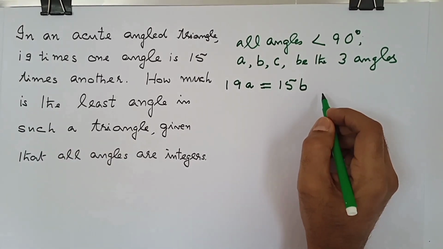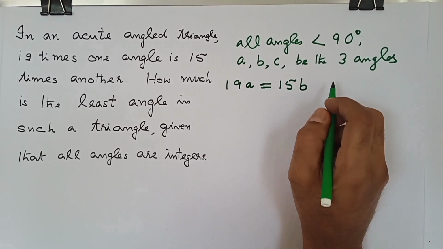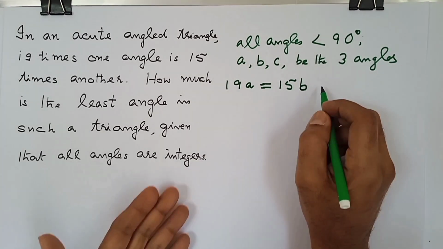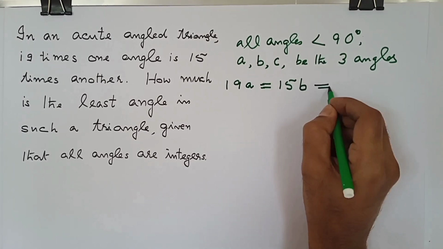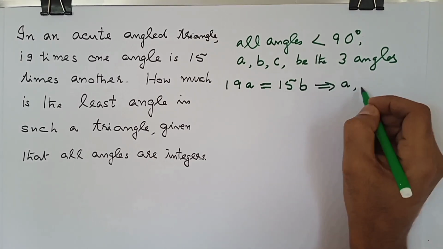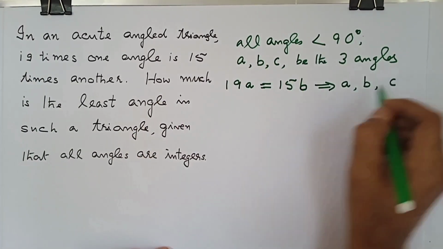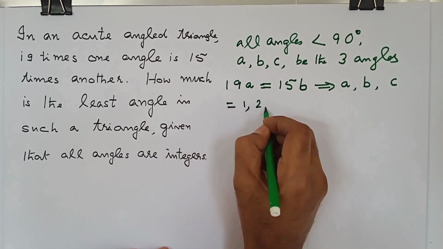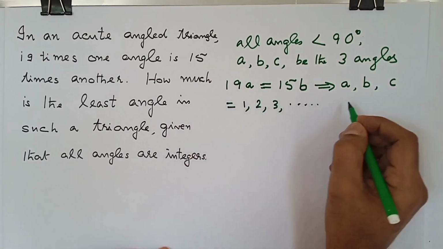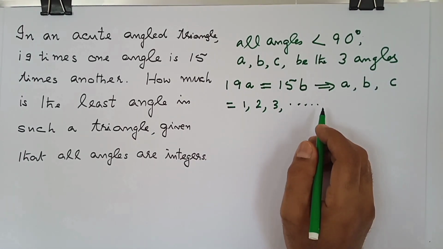What else is given in the problem? All the angles are integers, which means what? It cannot be negative angles. Precisely, it means positive integers. Not only A, B, the other one also, they are positive integers, which means 1, 2, 3, etc. It cannot have any other values like fractions. That's what I meant.